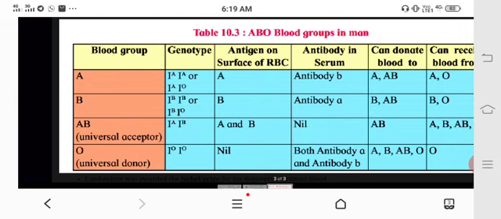Now these blood groups have genotypes. The A blood group has IAIA or IAIO genotype. B blood group has IBIB or IBIO genotype. AB blood group has IAIB genotype and O blood group has IOIO genotype.